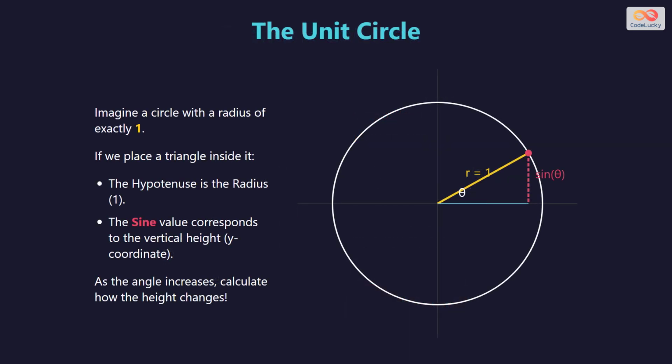Another way to visualize this is using the unit circle, a circle with a radius of 1. If we draw a triangle inside it, the hypotenuse is 1. This means the sine of the angle corresponds directly to the vertical height of the point on the circle.